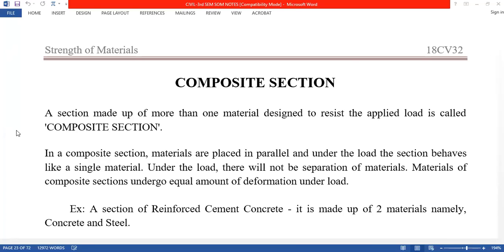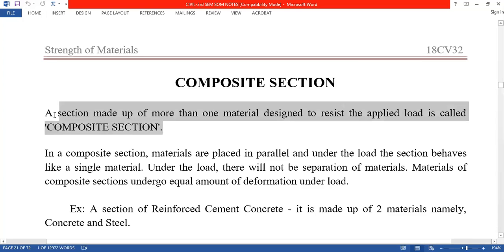As per my knowledge, composite section, as the name indicates, composite. Till now we have discussed only a single type of material. As the name indicates composite, here there will be two or more materials. A composite made of more than one material designed to resist the applied load is called a composite section. The best example for a composite section is RCC, reinforced cement concrete.